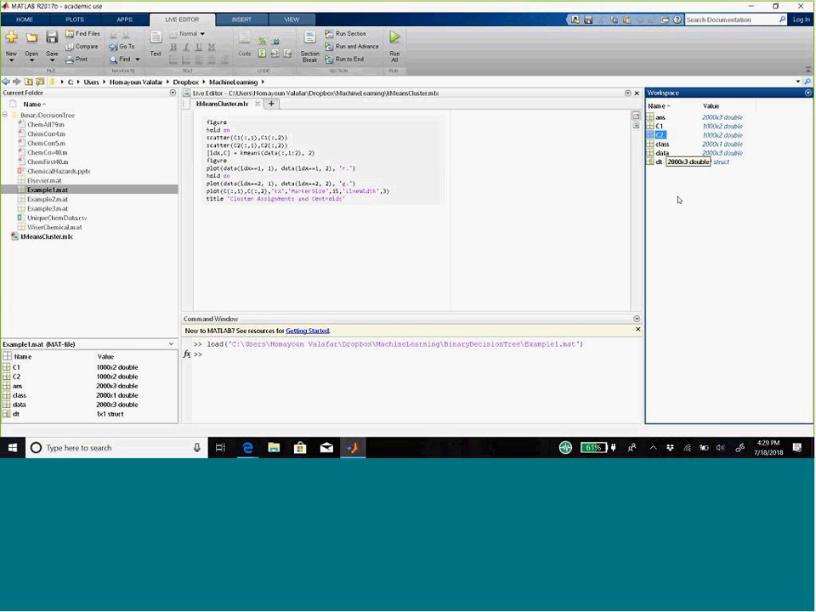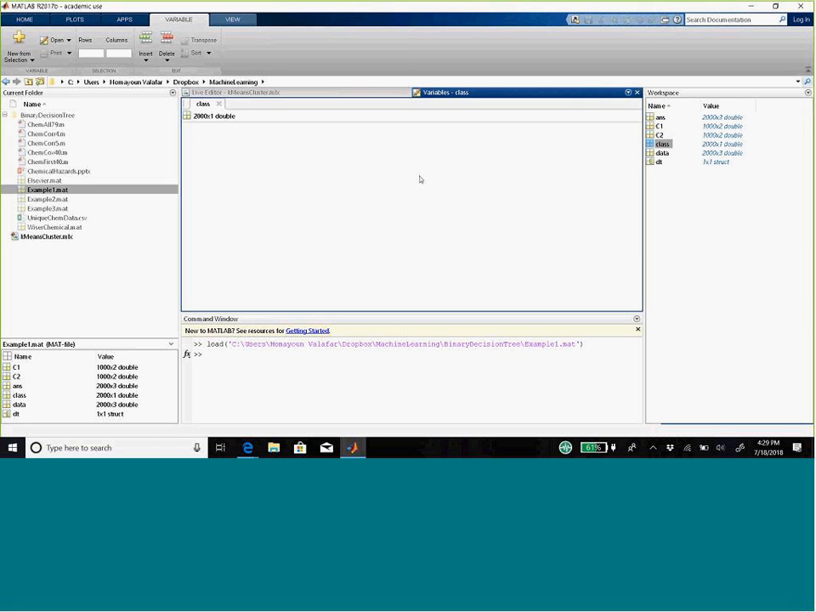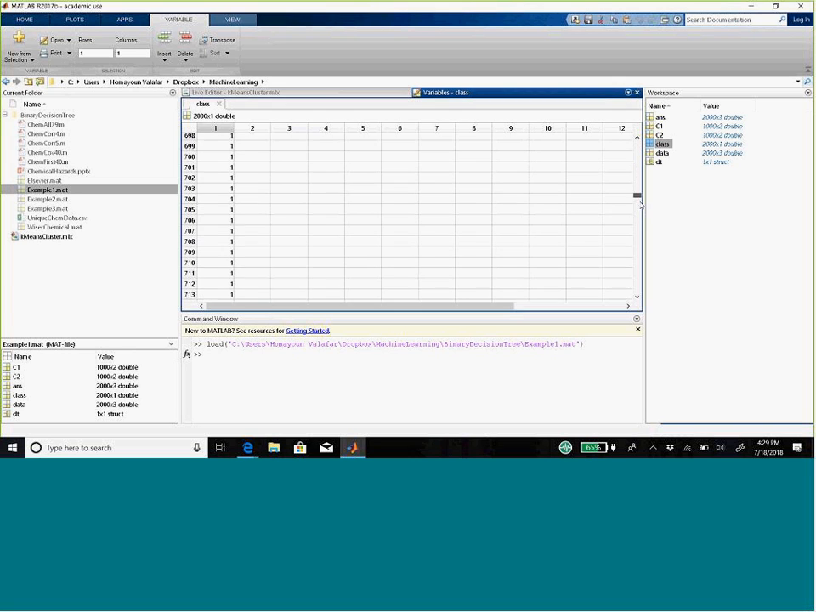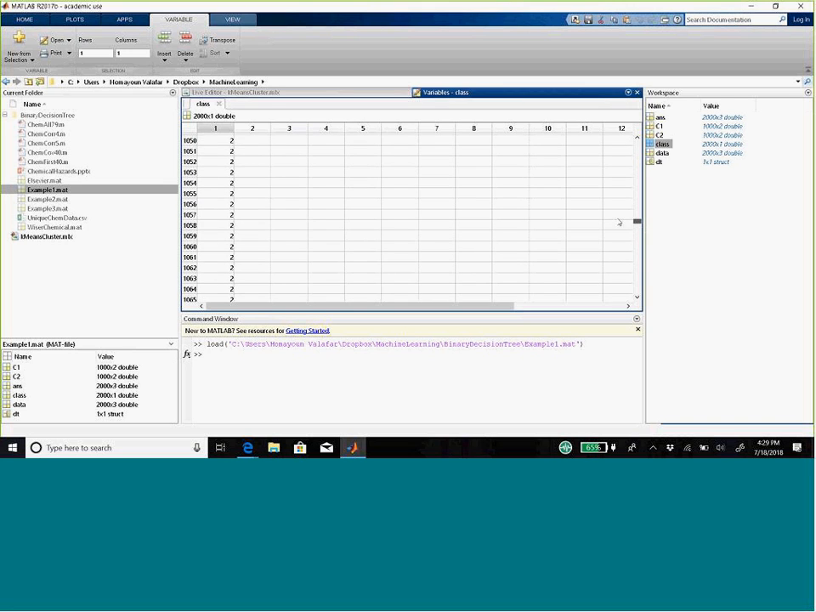C1 and C2 have two features, X and Y, and a third column is their classification designation. For the first 1,000 points the class is 1, and after the 1,000th point it becomes 2s, indicating points 1,001 through 2,000 belong to class 2.